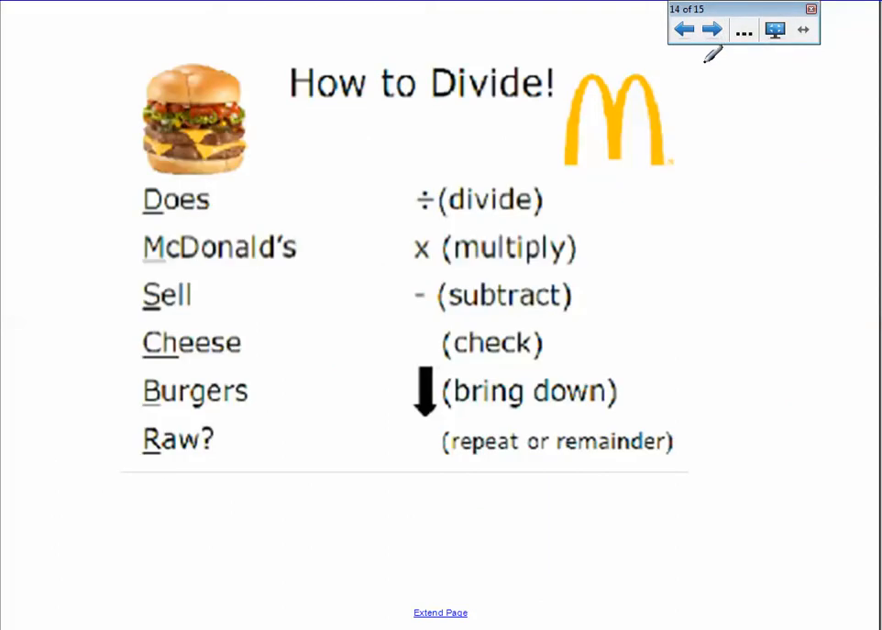So let's check those steps again. Divide, multiply, subtract, check, bring down, repeat, or remainder.